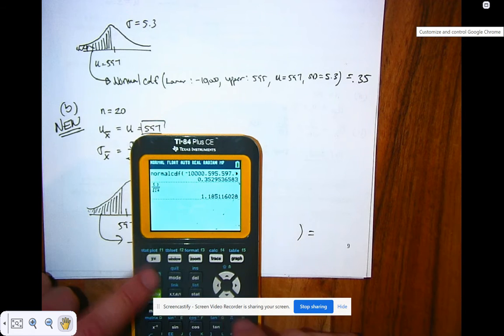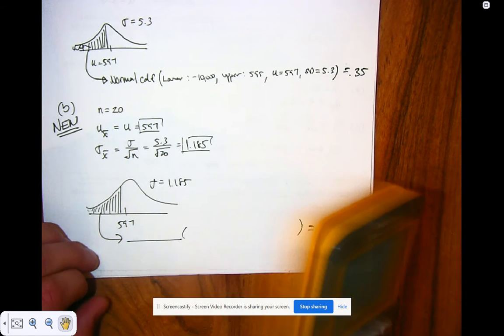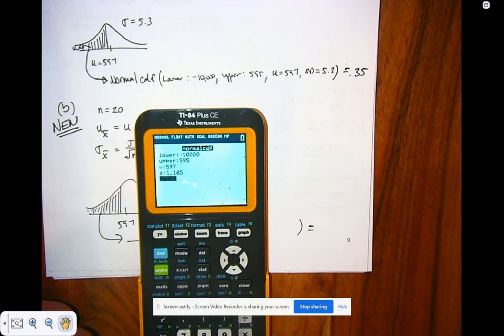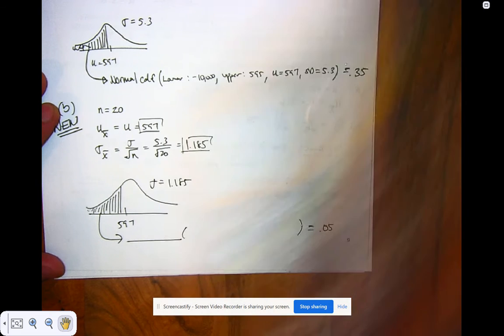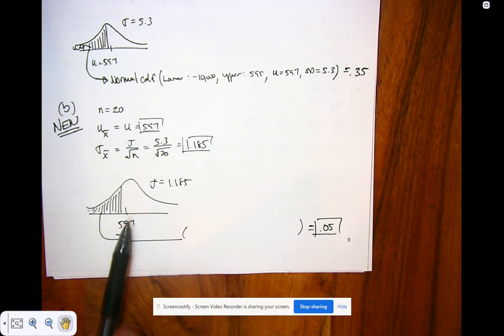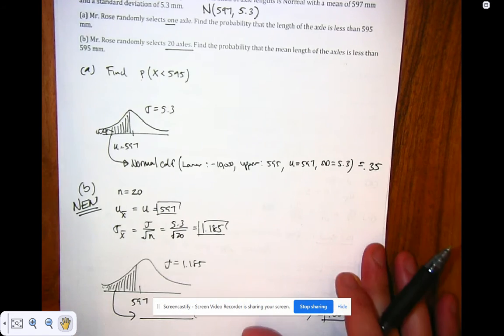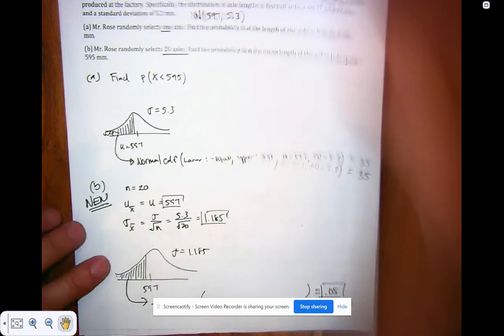We're going to come right in here. We're going to say, look, normal CDF, I'm still starting down there. My average is still the same, but my standard deviation is now 1.185. And like we thought, 0.05, you're now at a 5% chance that the average of all 20 axles is less than 595 for whatever reason why that matters. Okay, so if that confused you, the benefit of these videos is you can quickly rewind and replay it. All right. Okay.